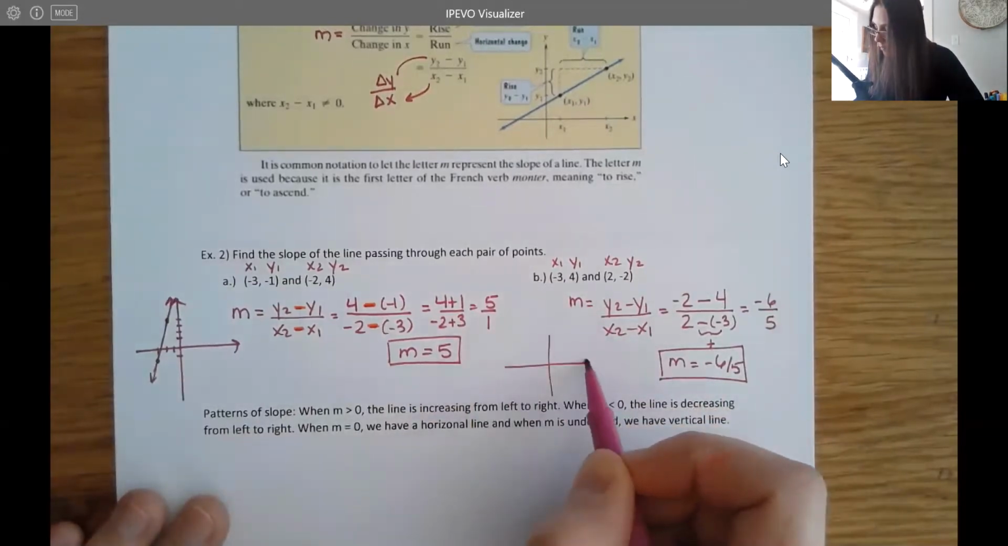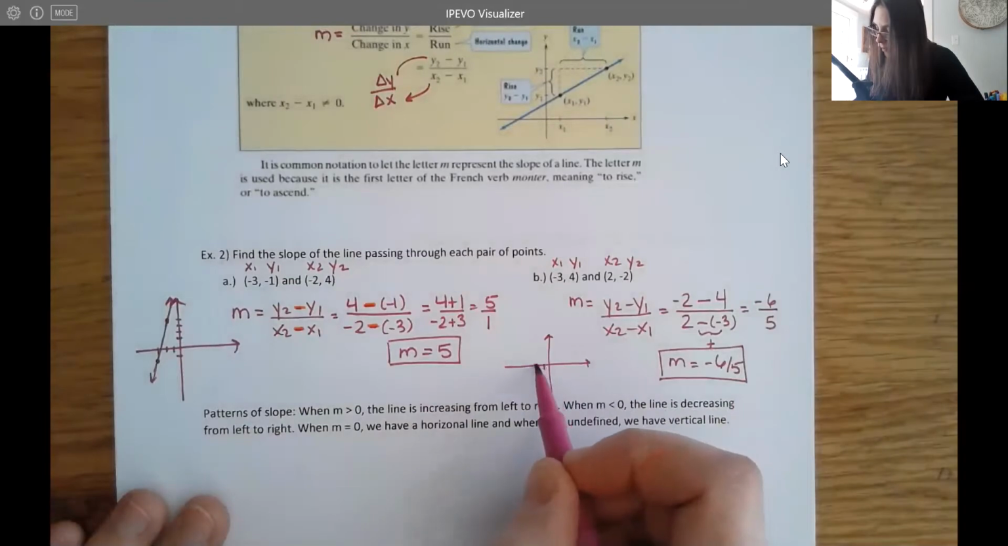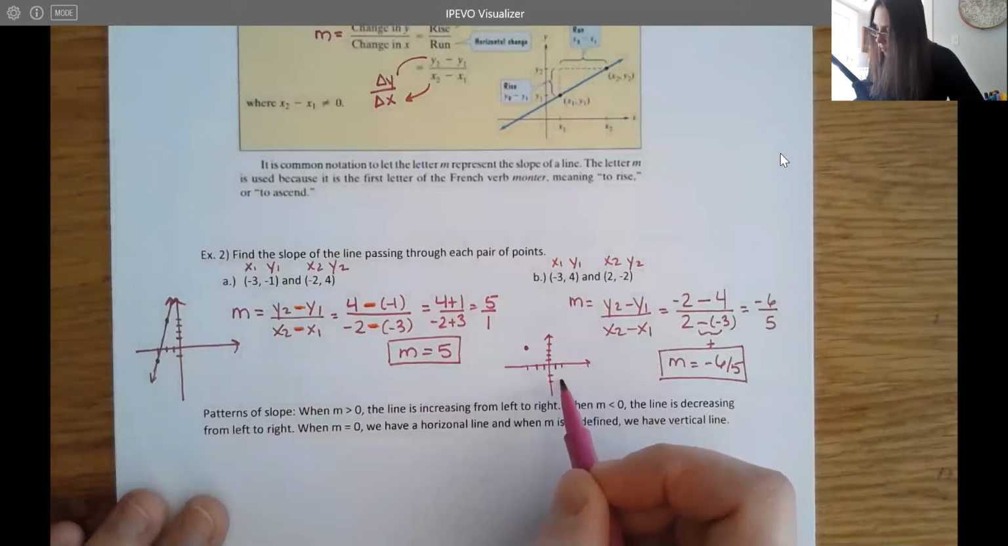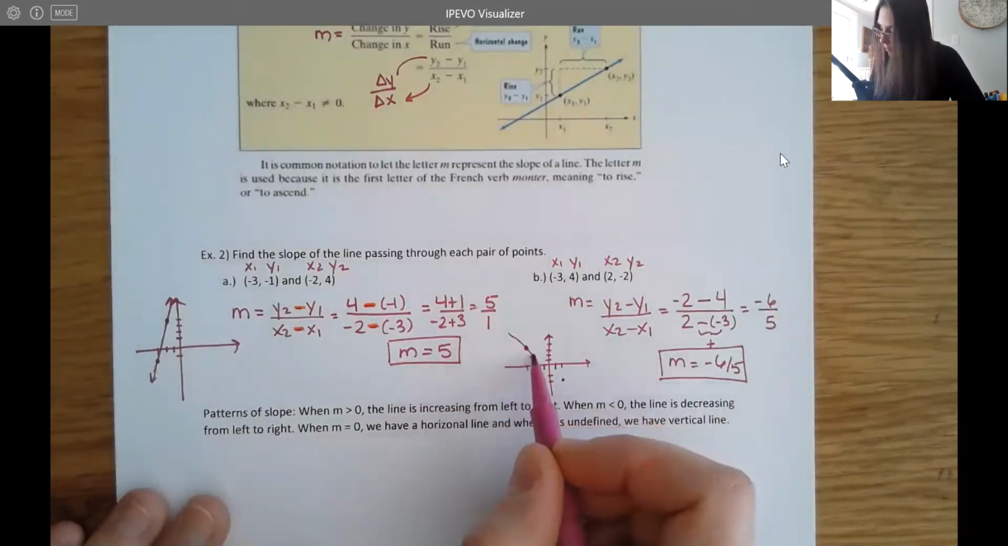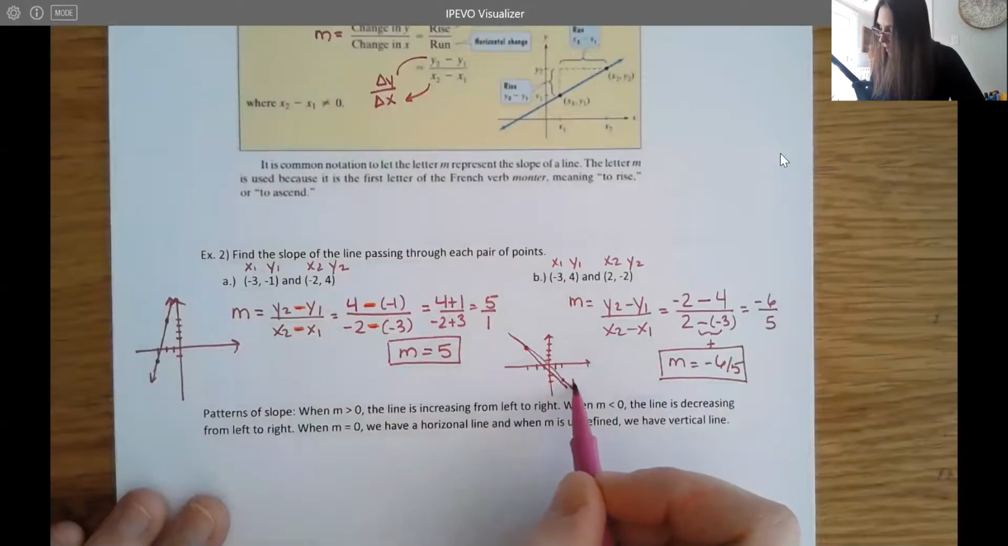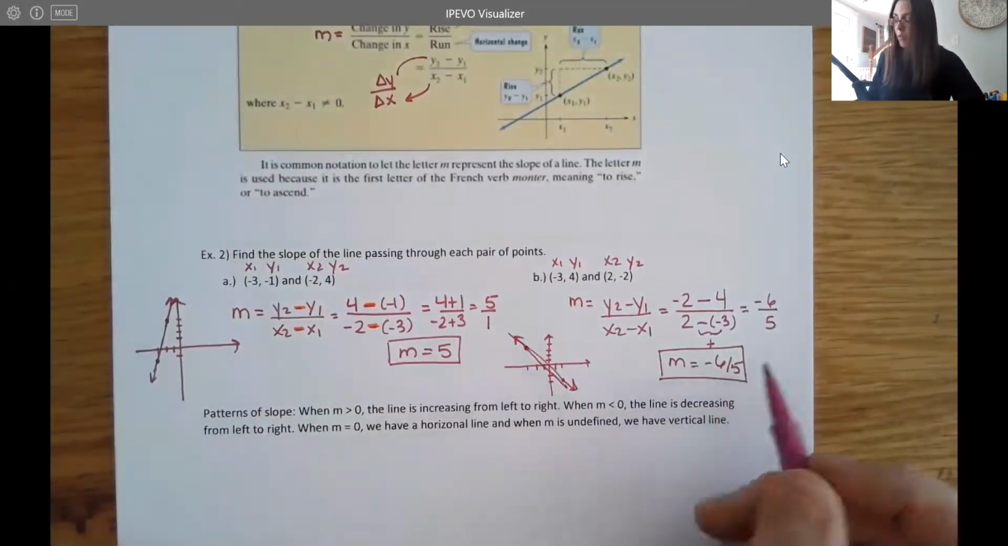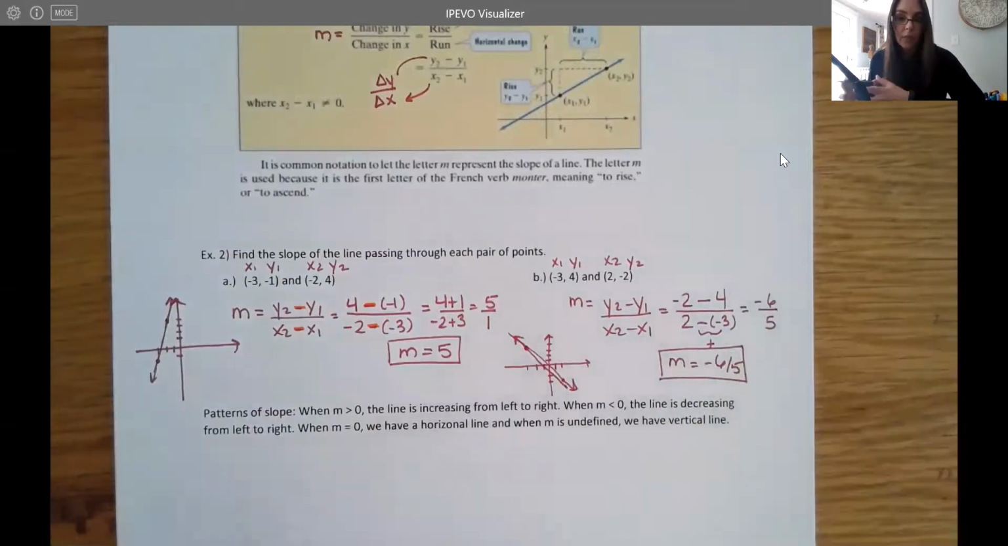And then over here, (-3, 4) would be about right there. And then (2, -2), about right there. So you have this line here going down. Not as steep, so 6 over 5 is only 1 1/5, so it's a smaller number.